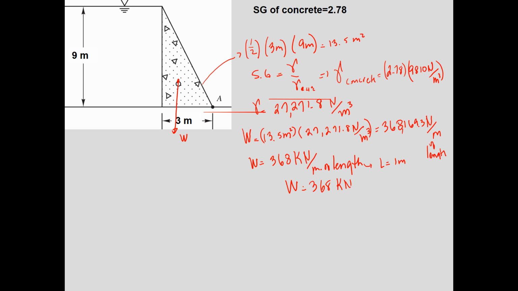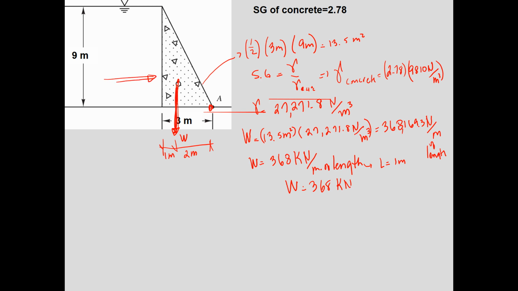Now I have the weight, and I know that this weight is going to be located at the centroid. So it would be located at a distance of 1 meter from the edge, and then 2 meters from point A, which is where I want to do the moment.